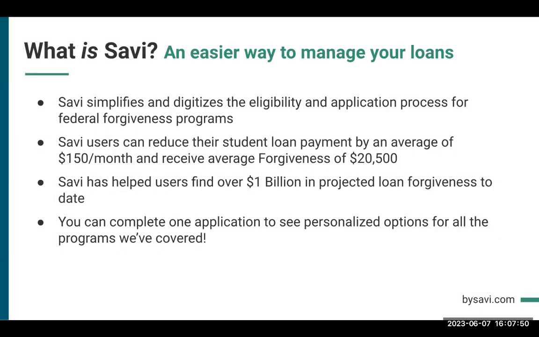A little bit more about us. Our goal really is to make it easier to manage your student loans. We help simplify the process for applying and enrolling in federal forgiveness programs. Working with Savi, you can reduce your student loan payment by an average of $150 a month. And on average, our users receive around $20,500 in forgiveness. So it's a great way to take advantage of a lot of savings on your student loans. So far, we've helped users find over $1 billion in projected loan forgiveness. And one of the biggest benefits of Savi is we have just one application for you to complete. By completing that application, you can see all of the federal forgiveness programs you qualify for, and then we'll help you get those applications created to enroll in them.